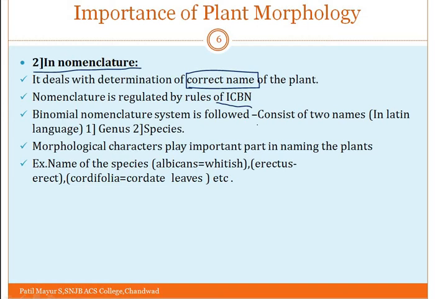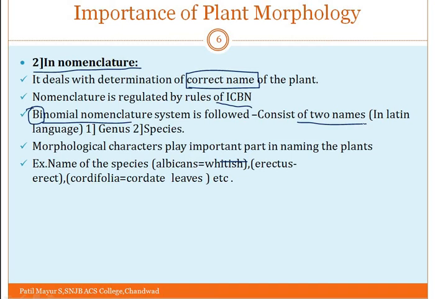ICBN. This nomenclature system is governed by the ICBN, that is International Code of Botanical Nomenclature. Let us go through a brief of the binomial nomenclature system. Bi means 2. This nomenclature system consists of 2 different names, and all these names are from Latin or Greek languages, which are ancient languages. Almost all names are taken from Latin or Greek.